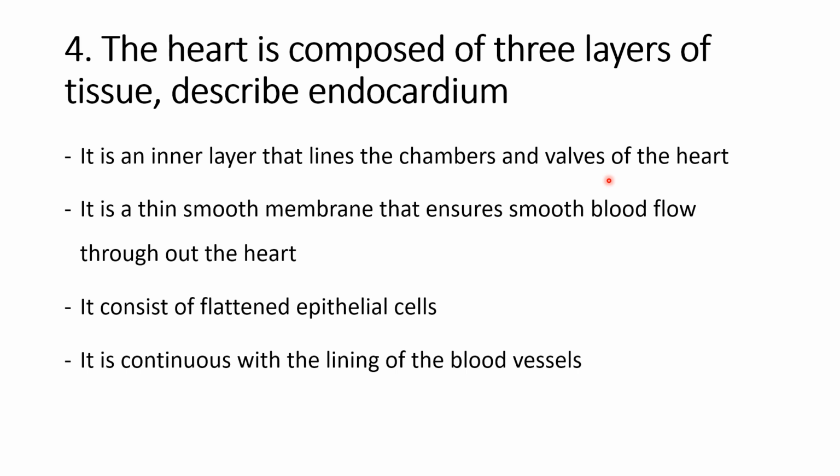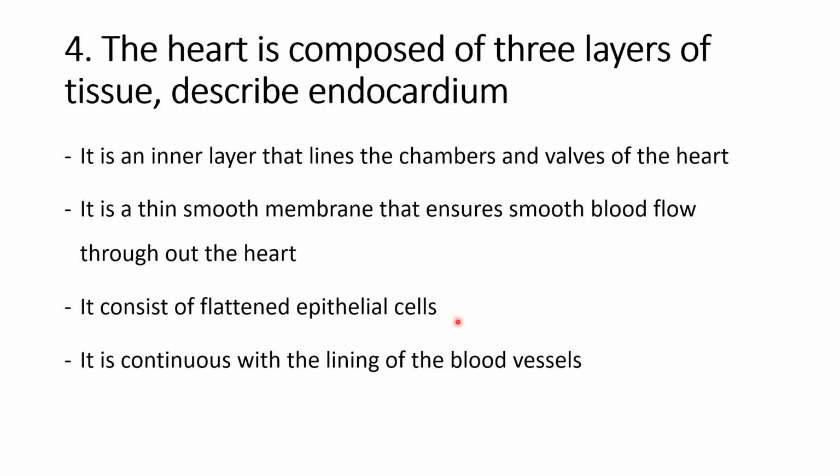Right. So now another one, it says it is a thin, smooth membrane that ensures smooth blood flow throughout the heart. Obviously, the blood needs to move on a smooth surface. So this endocardium layer is made up of a thin, smooth membrane, and it ensures smooth blood flow. All right. Also, it consists of flattened epithelial cells.